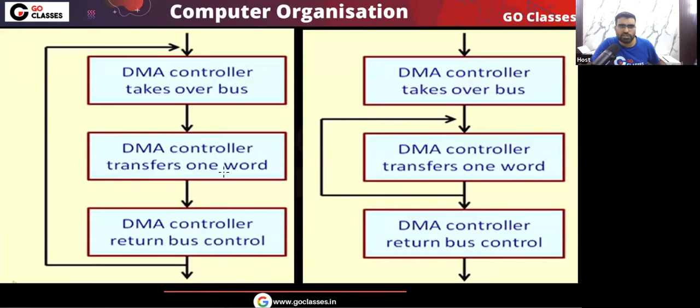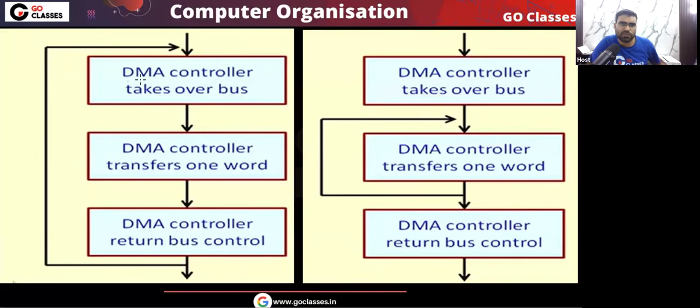Now, on your screen, you have two block diagrams. Tell me which of them is for burst mode and which of them is for cycle stealing. This is a question I am asking: which diagram is for cycle stealing mode and which diagram is for burst mode? Tell me. Let me know.